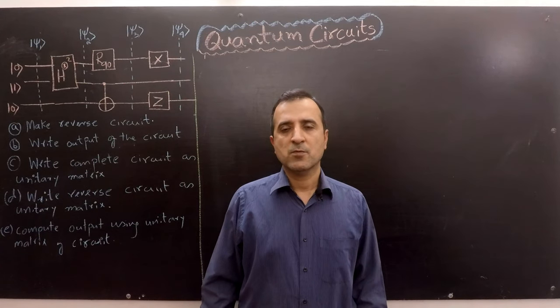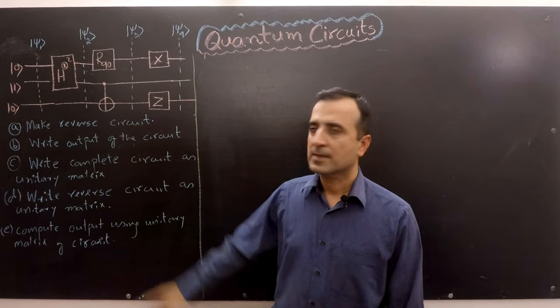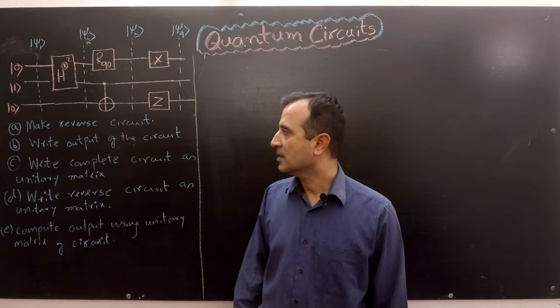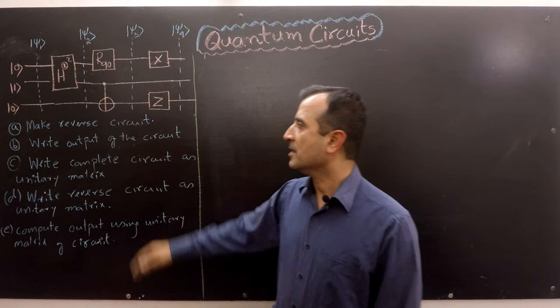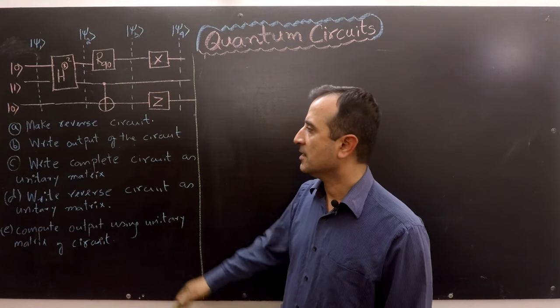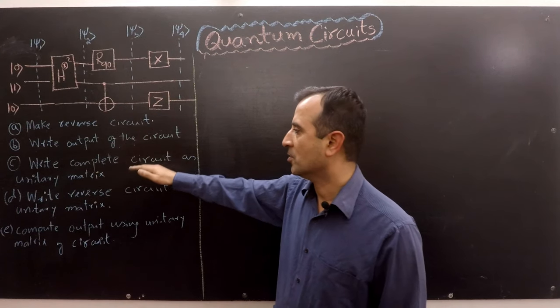In order to make some of the concepts for my students clear, I have decided to do an example of quantum circuits. In this example, we have asked five different questions. First question is to make a reverse circuit of this circuit. And second question is to write the output of this circuit. That is easy, we have done it multiple times already.